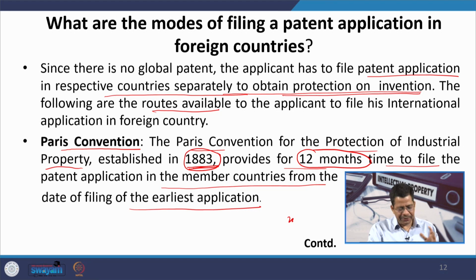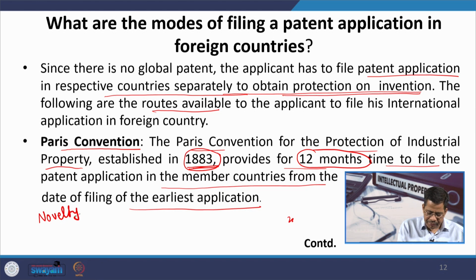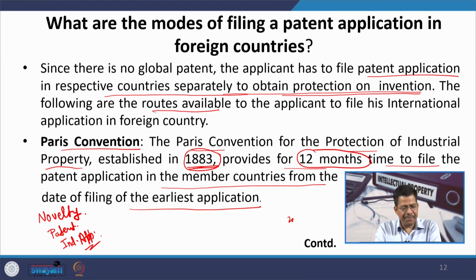If you go to the basics of IP, there are three important conditions. You remember, I have already given those conditions. Novelty is one of them. The other two are inventive step and industrial application. So, inventive step and industrial application are not important in this 12-month consideration, but the first factor, novelty, is important. The meaning is, if it takes more than 12 months to file your application in other countries under this Paris Convention, you will not get the benefit of the novelty clause.